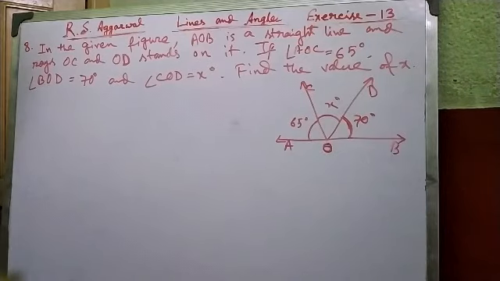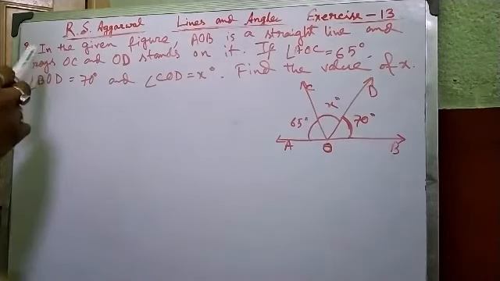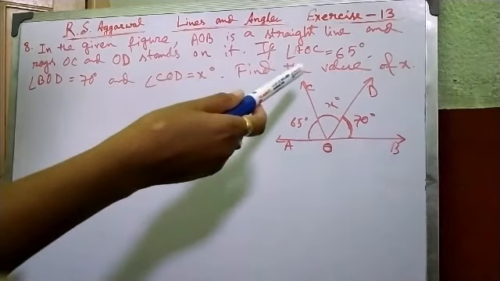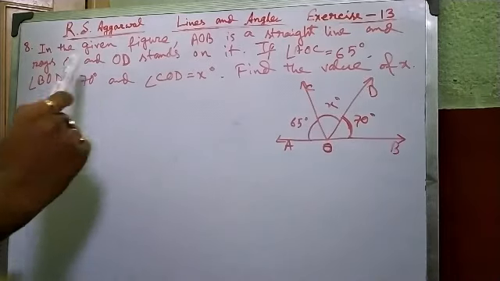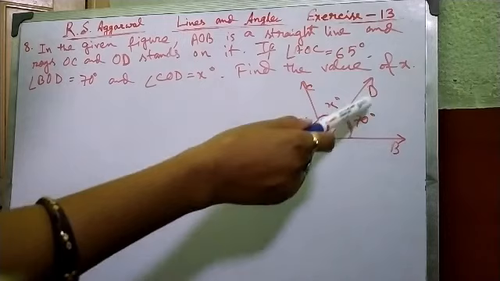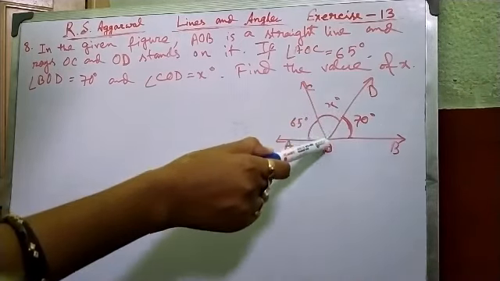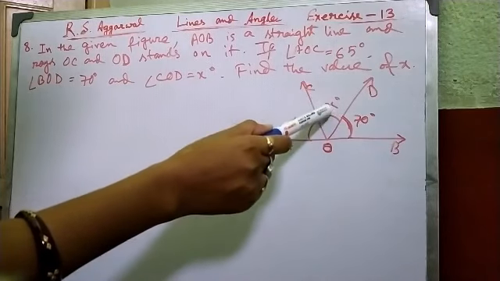Now coming to question number 8. In the given figure, AOB is a straight line and rays OC and OD stand on it. If angle AOC equal to 65 degree, angle BOD equal to 70 degree, angle COD equal to x degree, find the value of x, that means we have to find out angle COD.